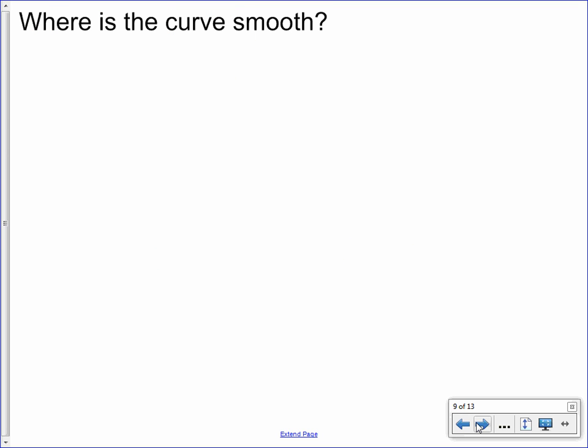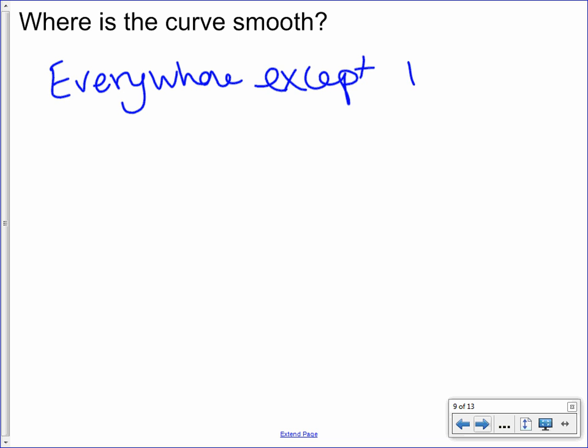Let's go back to our smoothness. r is smooth if r prime of t does not equal 0. Okay, so how else can we write that? We can write everywhere except when r prime of t is 0, because that would mean the zero vector, so 0 for horizontal and 0 for vertical.